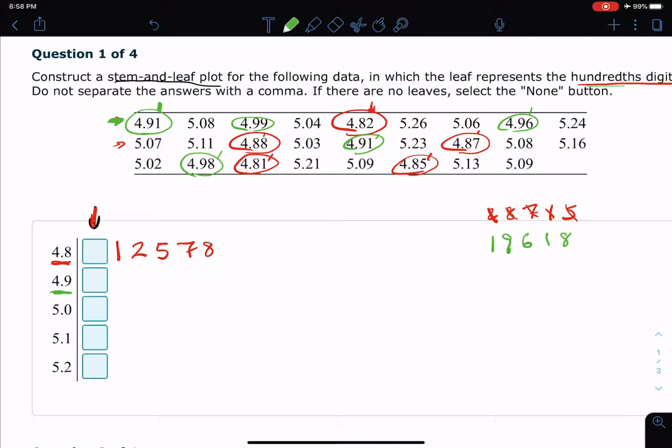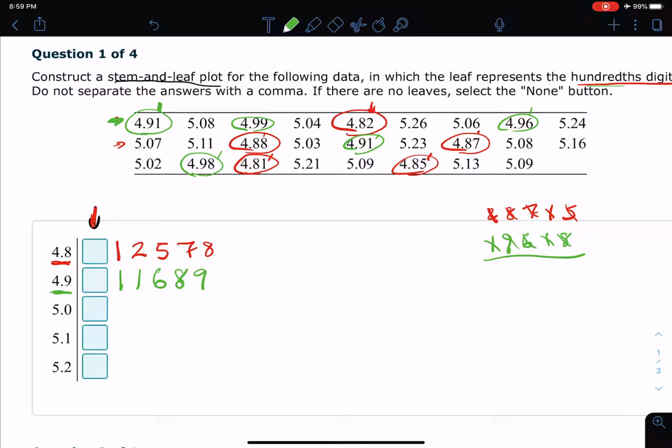And then I just take these guys and put them in order. Well, I've got a 1, so let me get rid of those. I then have a 6, then I have an 8, 9. Okay, so there it is, 1, 1, 6, 8, 9. Let's do the next one.